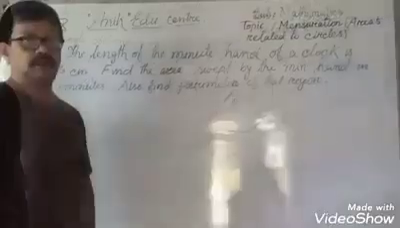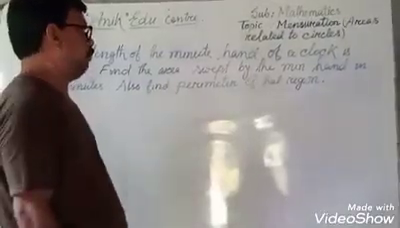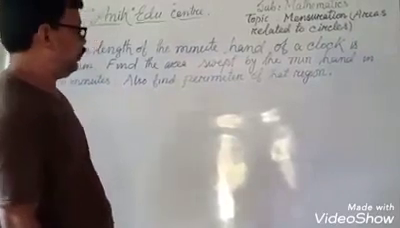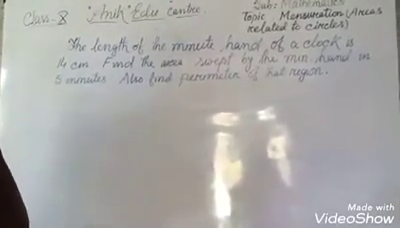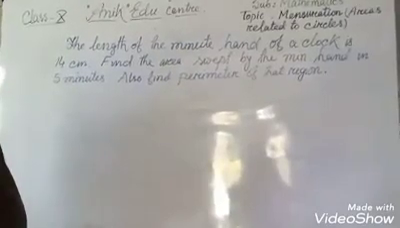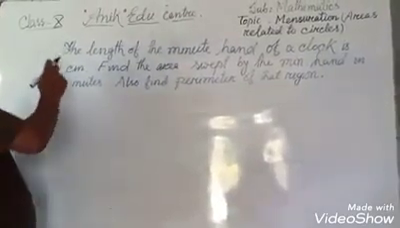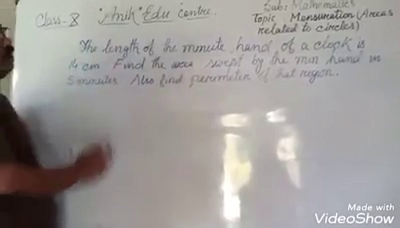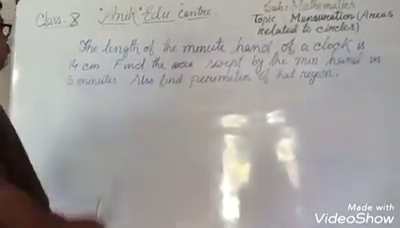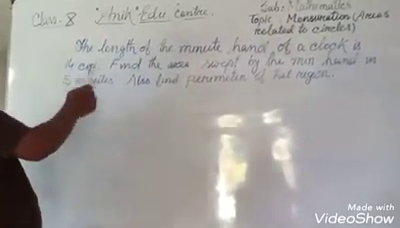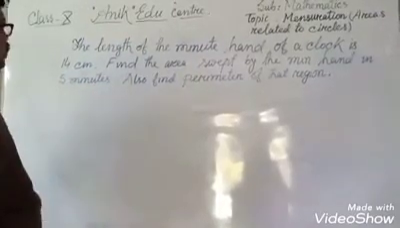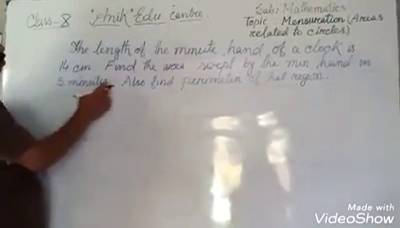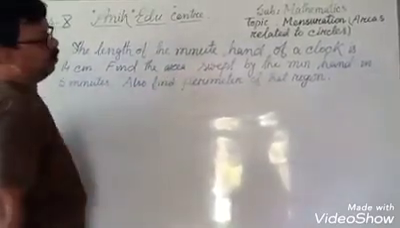Okay? As we see the perimeter and area of a sector, so I take an example for you. The length of the minute hand of a clock is 14 centimeter. Find the area swept by the minute hand in 5 minutes. Also find perimeter of that region.